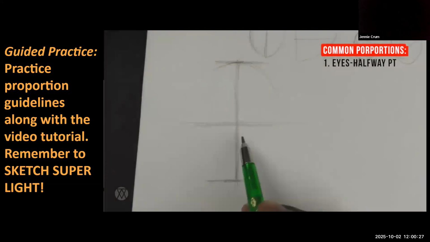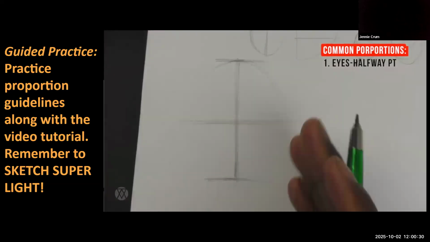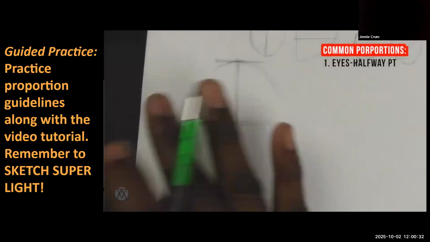Something I usually practice, I should point out, is when I practice proportions, I usually draw the half of the face only and not draw the entire head.